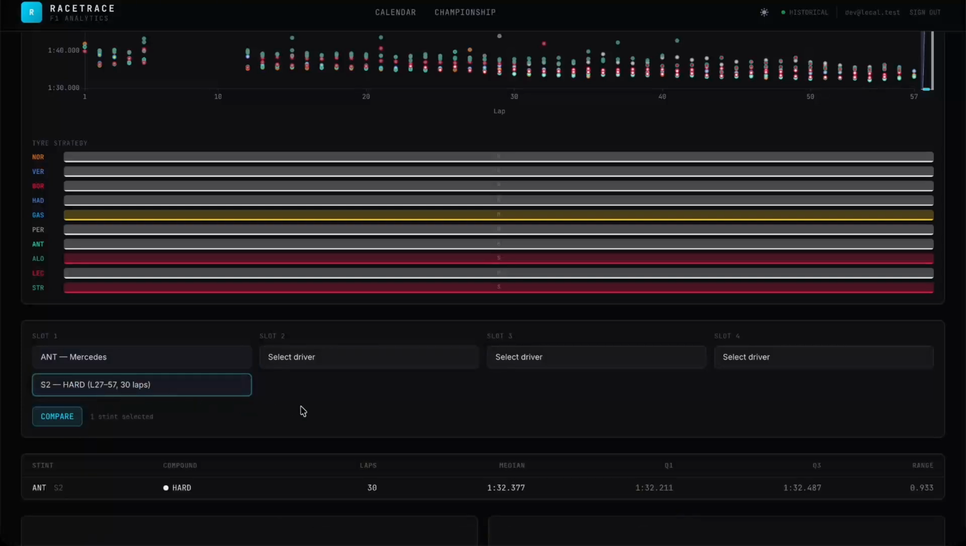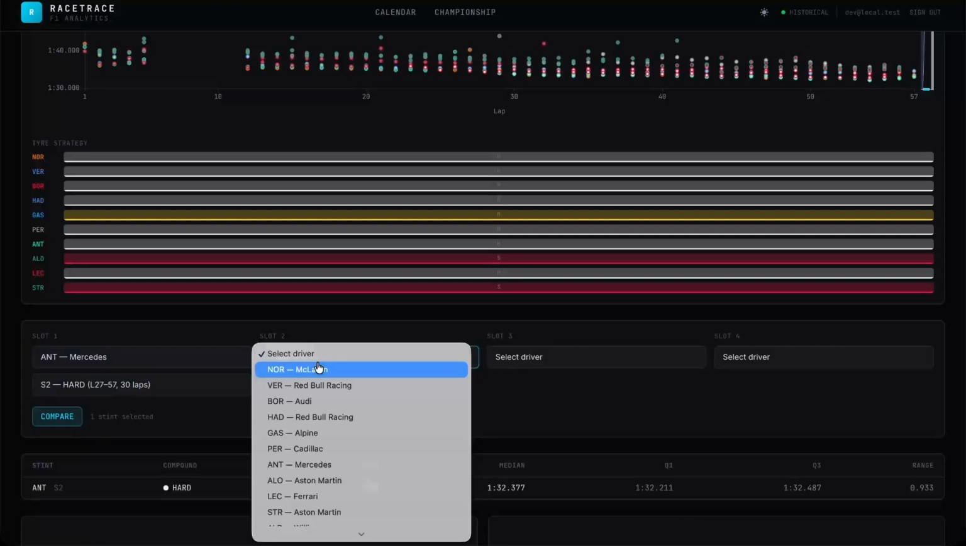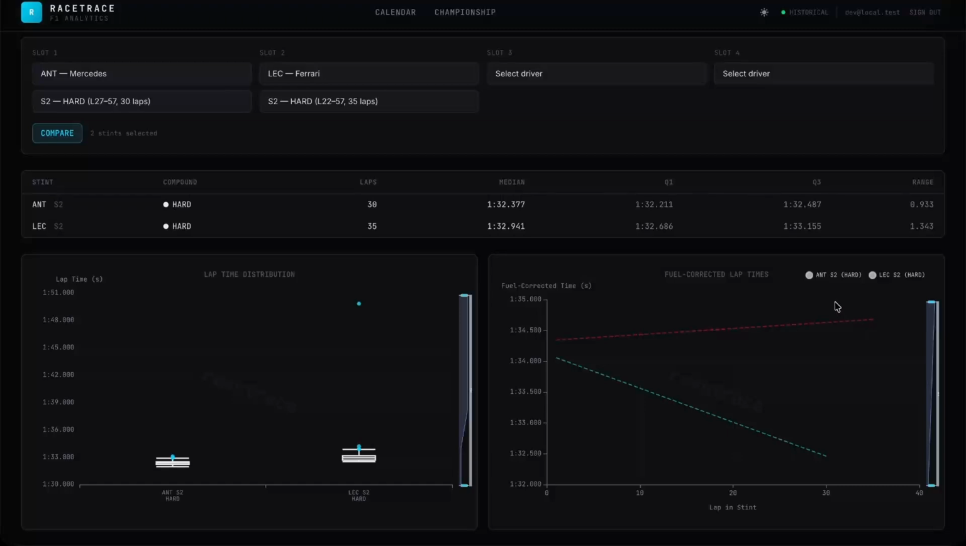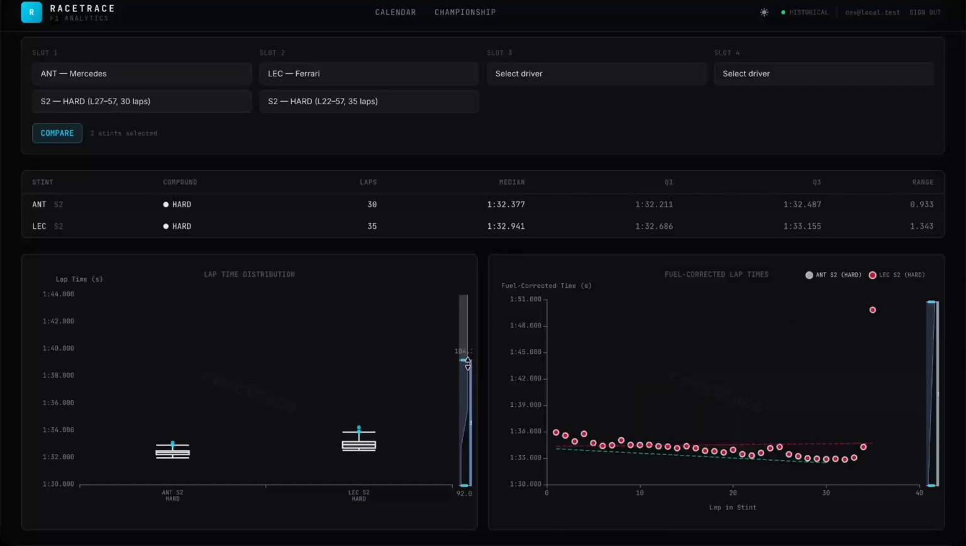We only have information for the second stint, so let's have Antonelli versus Leclerc. So we can see when we adjust the fuel corrected lap time, there is a difference in the two drivers, with Leclerc's times decreasing over the stint and Antonelli's increasing, again correcting for fuel. We can look at the lap time distributions of the two drivers, and whilst we can see that Antonelli is faster and has a much tighter distribution of lap times over this particular stint.